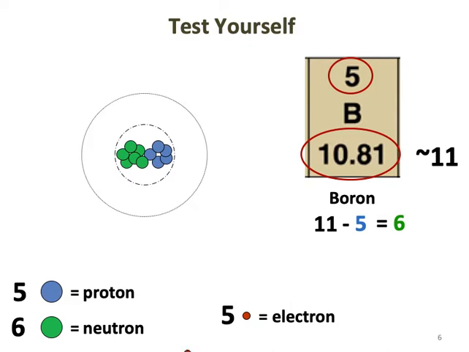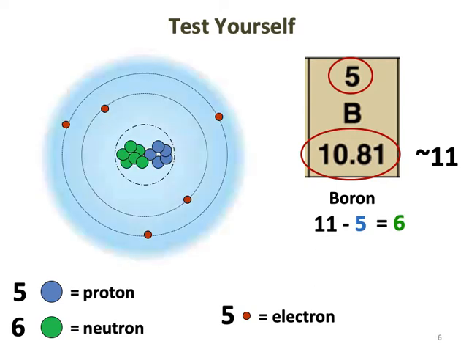Put the first orbital in there, add 2 electrons. How many electrons do we still have to deal with? 5 minus 2 is 3. We've got 3 electrons left over. Let's add them to the second orbital, and we are done. That's boron.